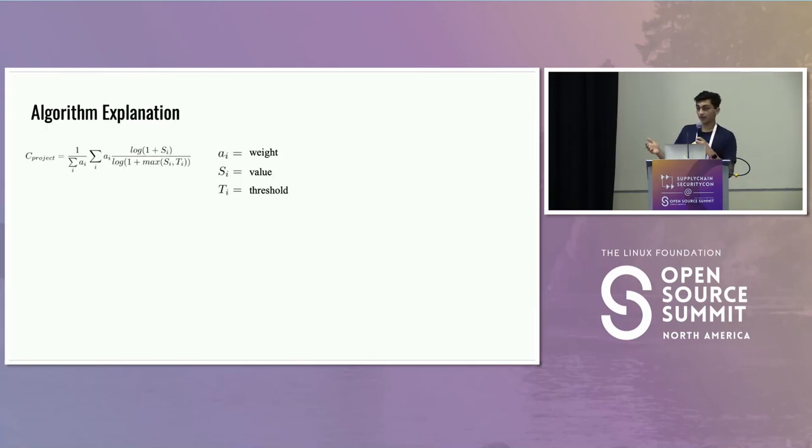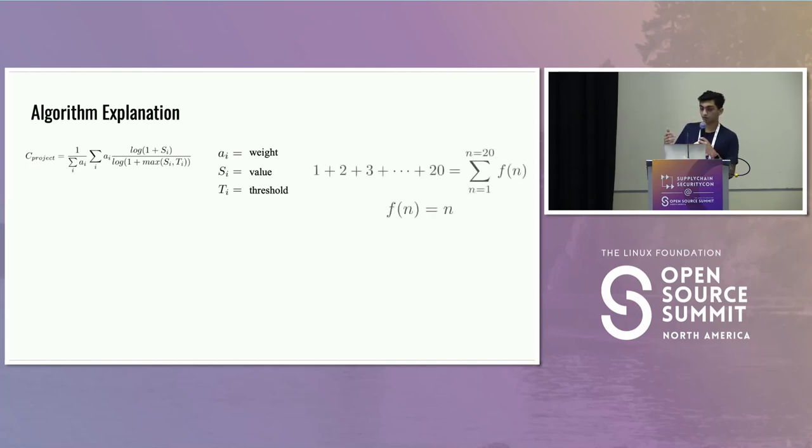So the Criticality Score algorithm, developed by Rob Pike, may look a little daunting, so I've got this slide to help simplify and explain it. The Criticality Score algorithm has three variables, a_i, s_i, and t_i. a_i is the weight of the ith signal, s_i is the value of the ith signal, and t_i is the threshold of the ith signal. By threshold, I mean the maximum value that the signal can take.